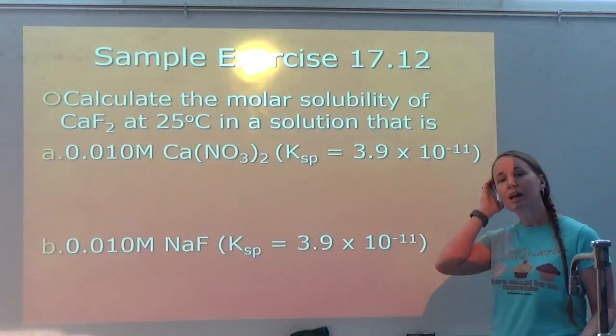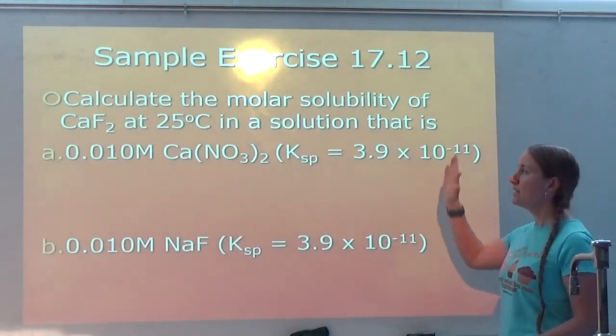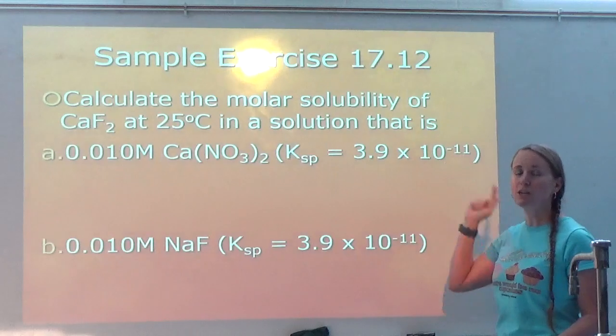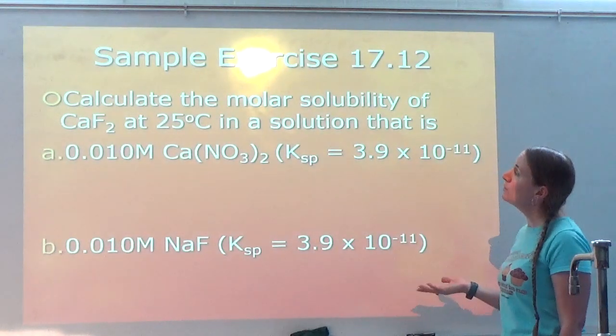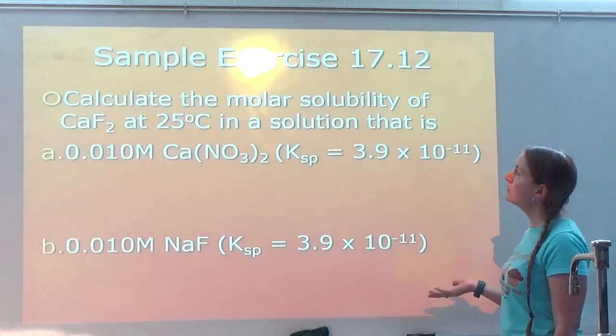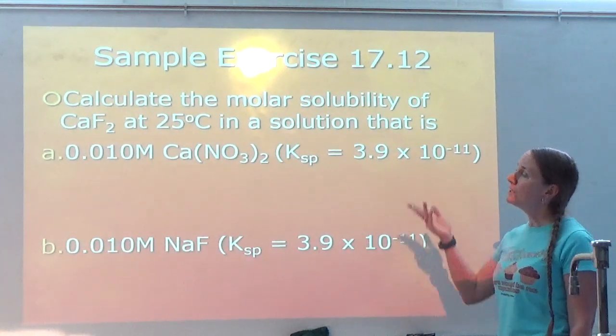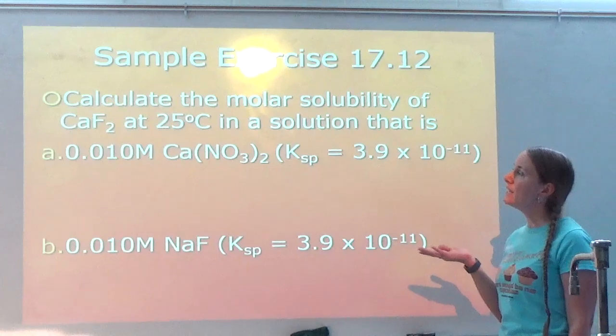So think about Le Chatelier's principle, because of course if you increase one of the products' concentrations, it's going to shift to the reactants. So it says calculate the molar solubility of CaF2 at 25 degrees Celsius in a solution that is 0.01 molar CaNO3.